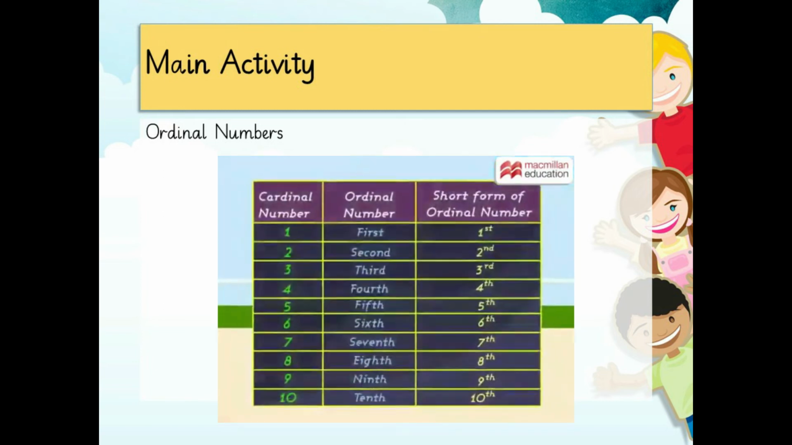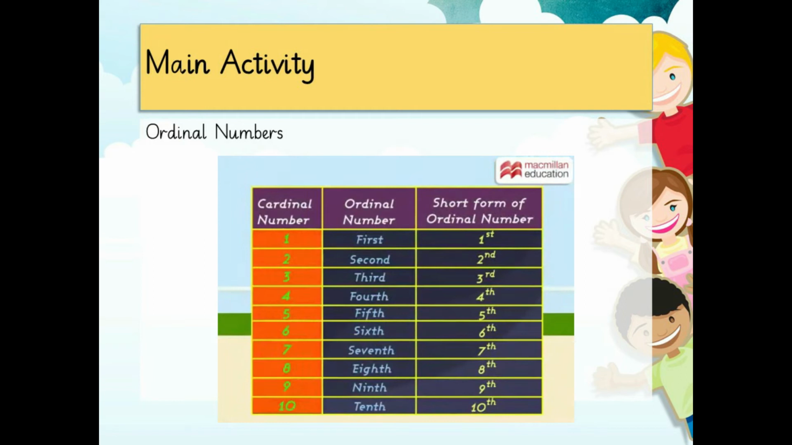Wasn't that interesting? Now check out the list of the cardinal and ordinal numbers on the screen. Number 1 is the first number. Number 2 is the second number. Number 3 is the third number. Number 4 is the fourth number. Number 5 is the fifth number. Number 6 is the sixth number. Number 7 is the seventh number. Number 8 is the eighth number. Number 9 is the ninth number. And number 10 is the 10th number.